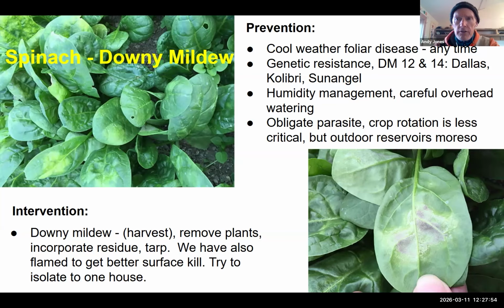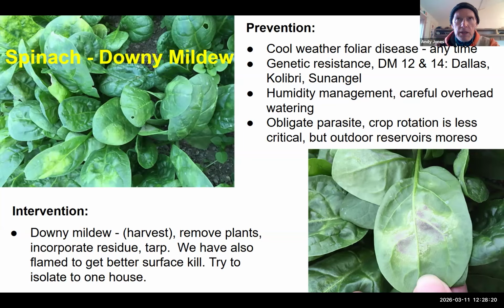The varieties that we're liking right now, Dallas, Colibri, Sun Angel, have wide downy mildew resistances, including 12 and 14, and there are others out there. Rotation doesn't make as big a difference for us with downy mildew because I think the downy mildews are obligate parasites and they need living host tissue. But the outdoor reservoirs are important.